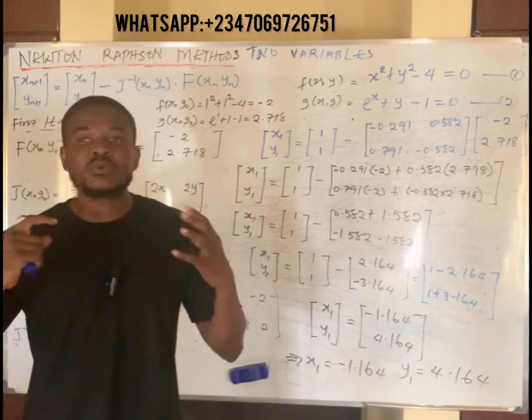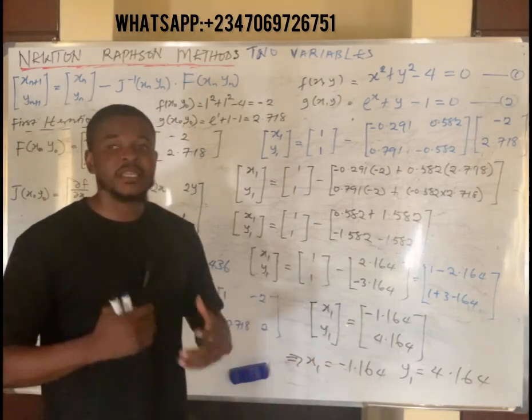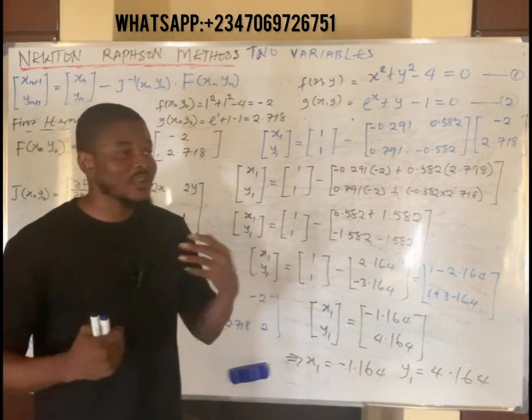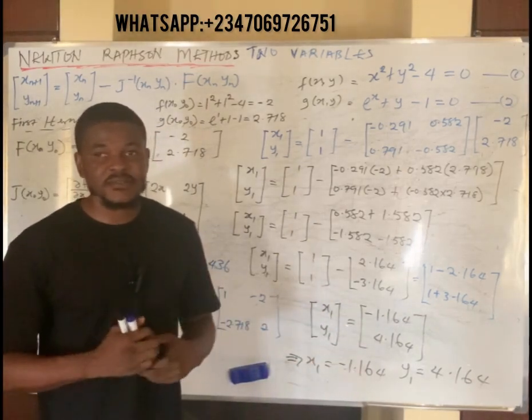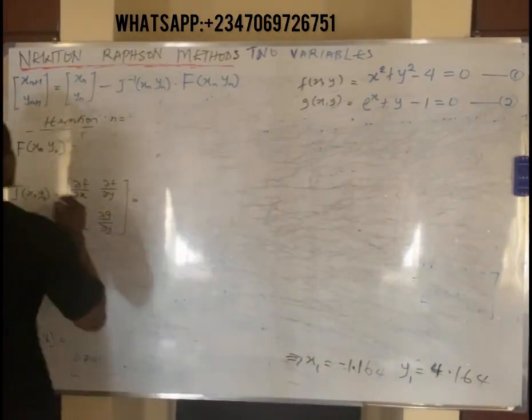So with this now, we've gotten the first iterative value for x and y. We repeat the whole procedure again using now x1 and y1 to obtain x2 and y2. So let's carry out the second iteration and see. All right. So now we carry on with the second iteration.